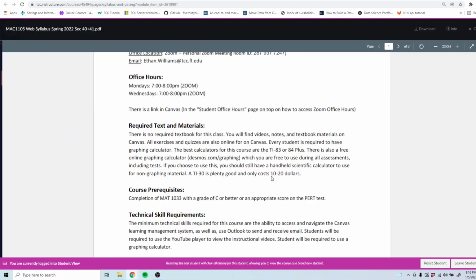But I would say that this calculator, Desmos, is not a useful calculator as far as doing number computations, like scientific calculator things. It's just good for graphing. So if you do not have a scientific calculator, a TI-30 is plenty good, and it only costs $10 to $20. There are many versions of the TI-30. I don't know which one's the best, but they're all around the same price.